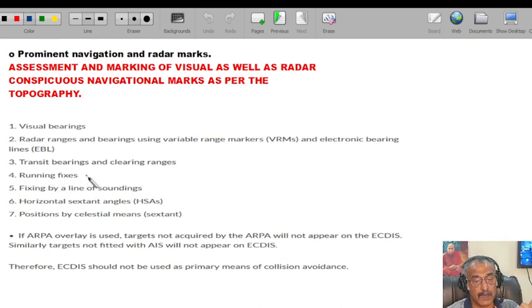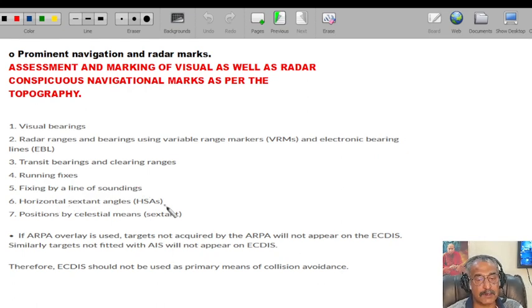Running fixes, where if you can take running fixes, which is an old method, it is not redundant, so do practice the running fixes method. Fixing by a line of soundings by contour, what I explained a few minutes earlier, shall also be exercised. So all these things shall be taken in cognizance by master and all the mariners.